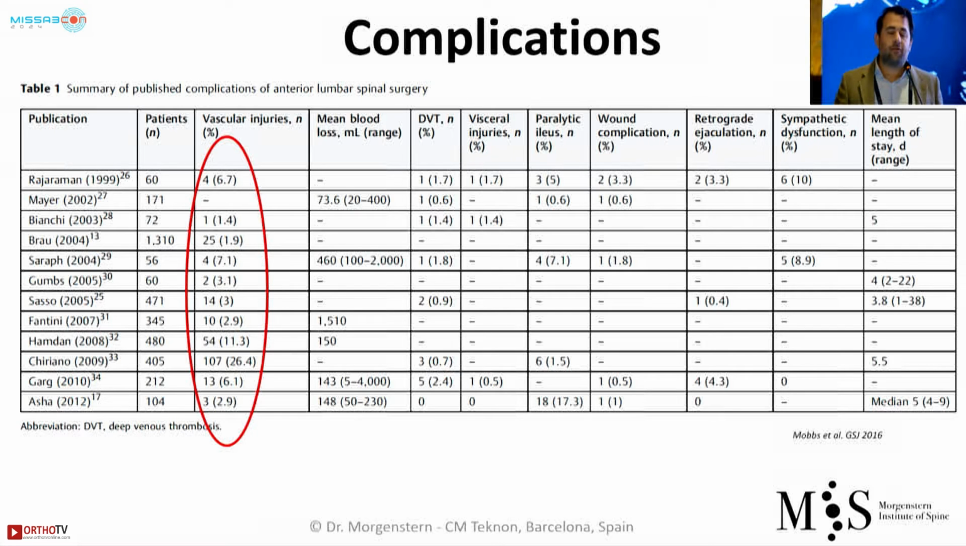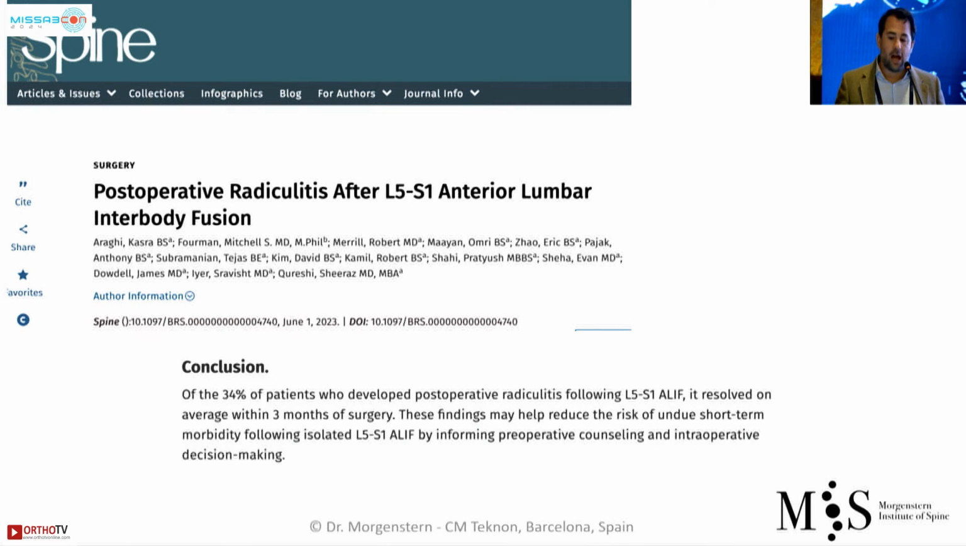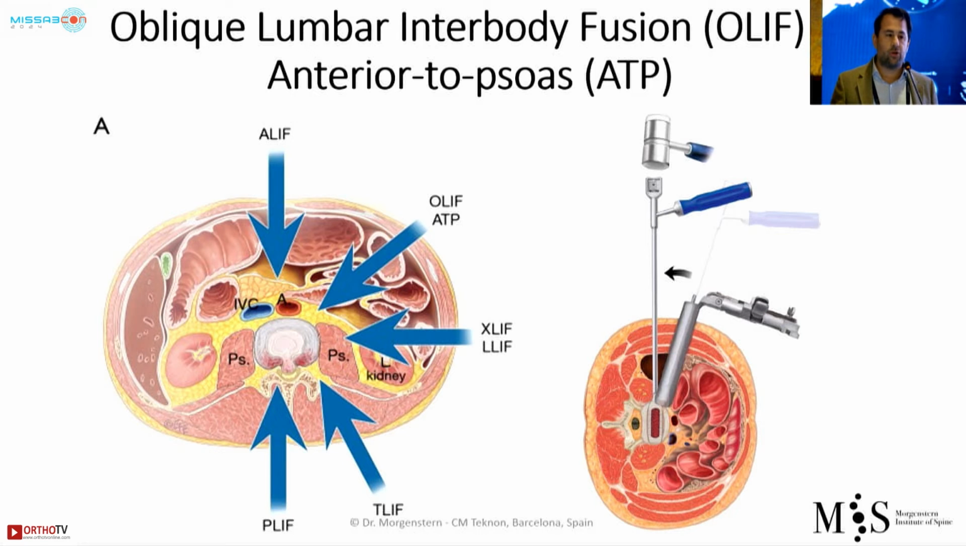You have different kinds of complications that you will get with ALIF, and especially you guys who like to do endoscopic TLIFs and think T-shaped radiculitis is something you only get with endoscopic, you also get it with ALIF, up to 35% of postoperative radiculitis, probably because of the distraction when you put in very big cages. So for me, ALIF is a high risk but also a high reward procedure. So you have to be aware when to indicate it.